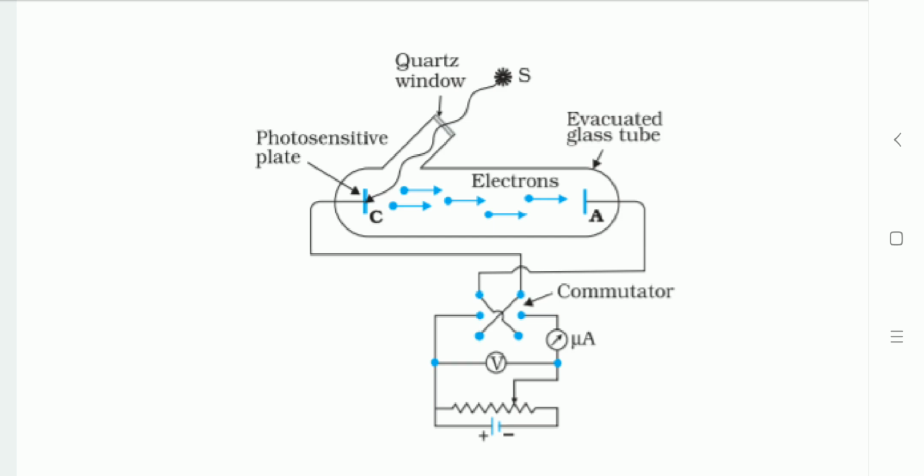If we vary the intensity and the frequency of the incident light, that can also change the photoelectric current in that glass tube.